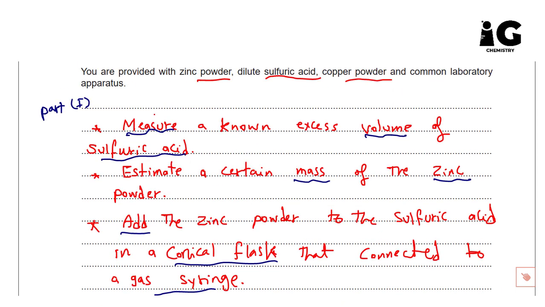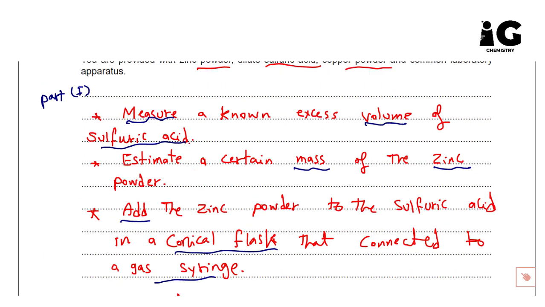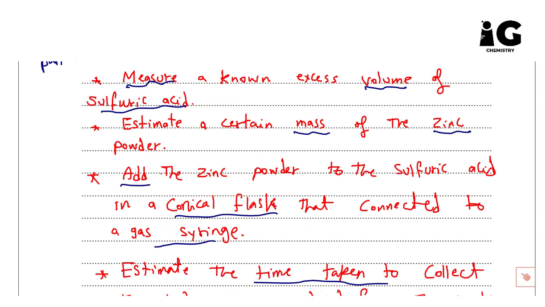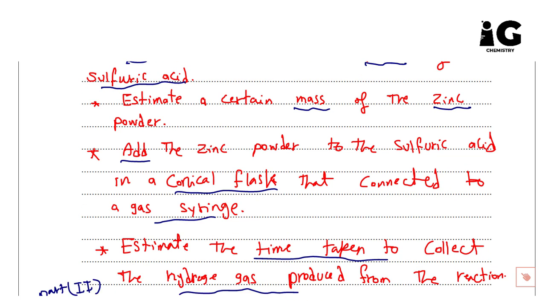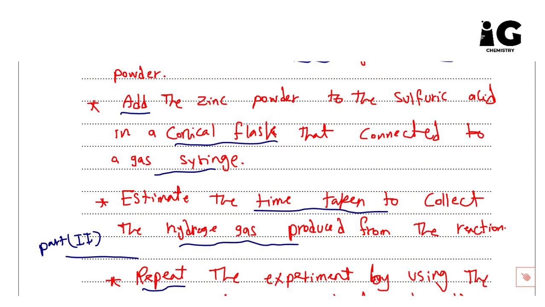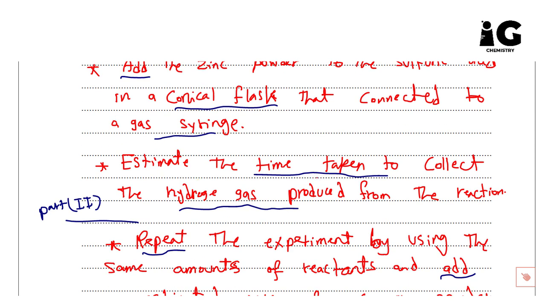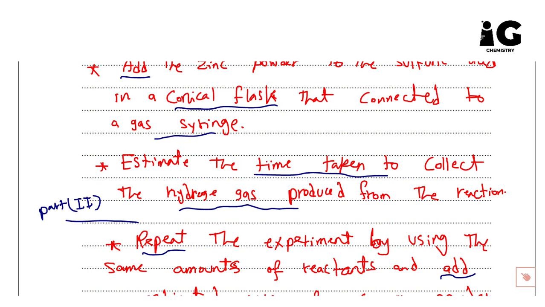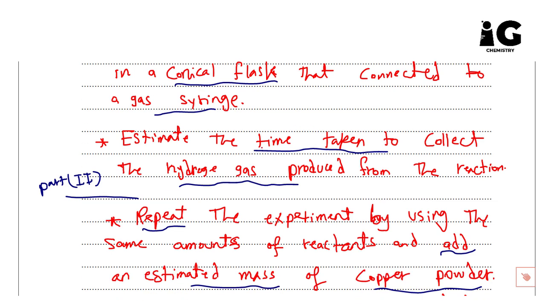Here, I divided the answer into two parts to ease it. Let's check the first part. Here, guys, you could say measure a known excess volume of sulfuric acid and then estimate a certain mass of the zinc powder, and then we add the zinc powder to the sulfuric acid in a conical flask that is connected to a gas syringe, of course a gas syringe to collect the gas produced and also to measure its volume. So here, estimate the time taken. This is one option, guys, to estimate the time taken, collecting the hydrogen gas produced from the reaction. Also, we can estimate the volume of the gas produced in a specific time, which is another option.